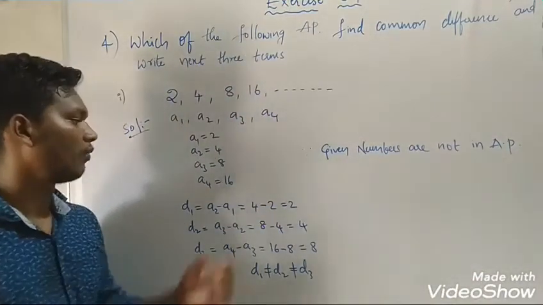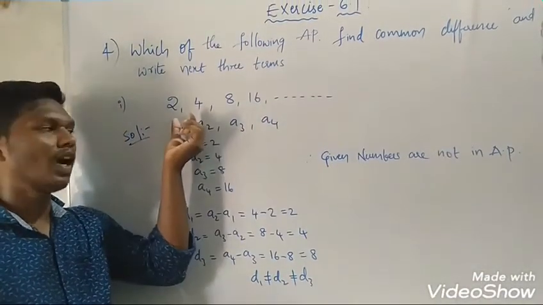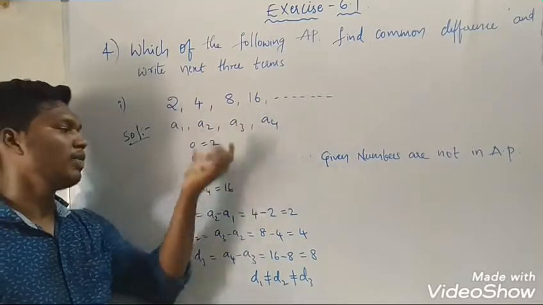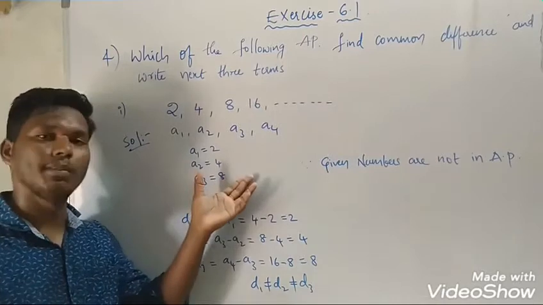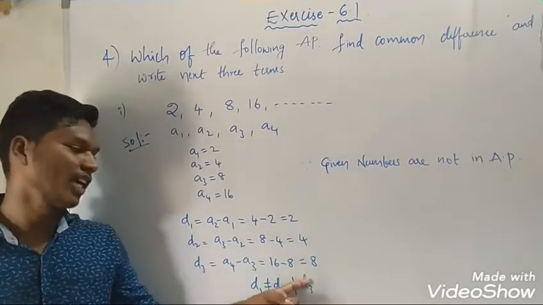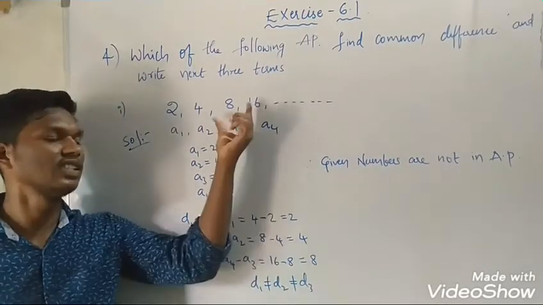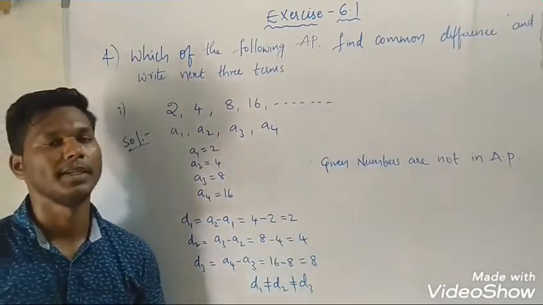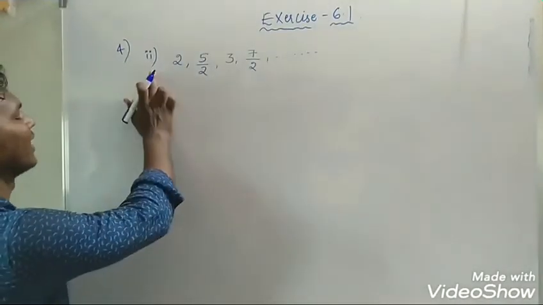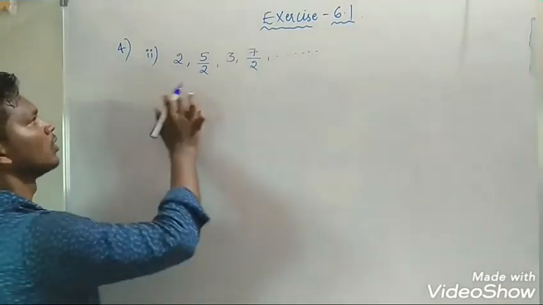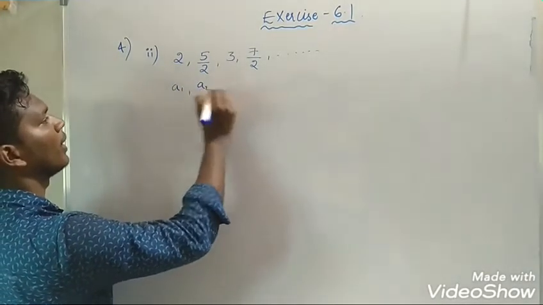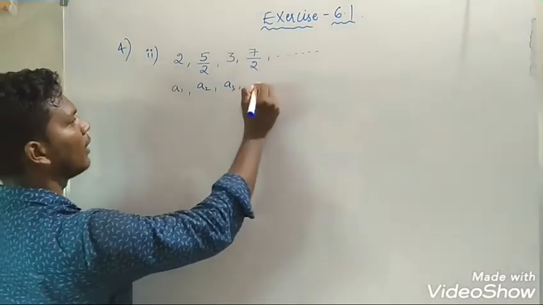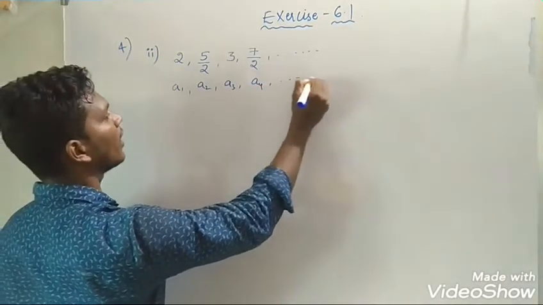Okay friends. In order to find whether the given numbers are in AP, we must check the common difference. If the common difference is the same, then they are in AP. Here the common difference is not the same, so that is the reason these numbers are not in AP. Okay friends, let me move on to the second question from the fourth bit. Compare this with A1, A2, A3, A4 and so on, right?